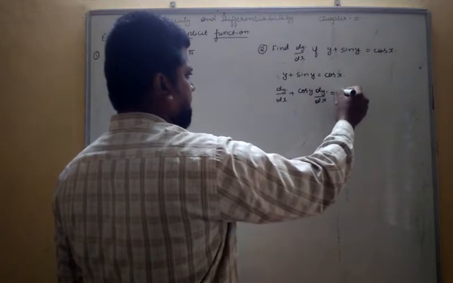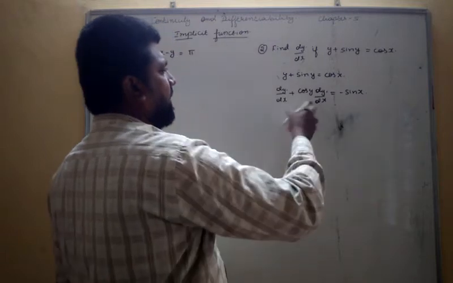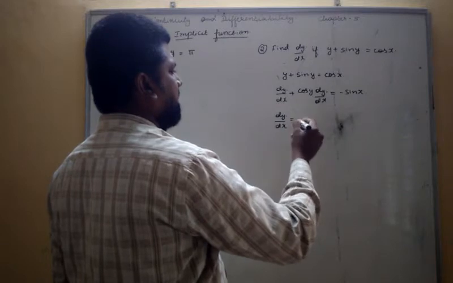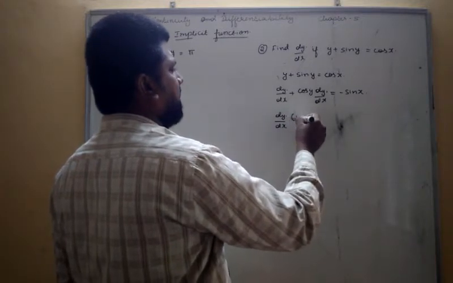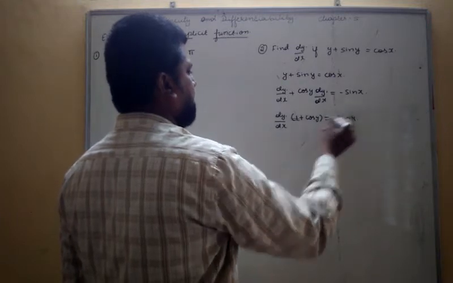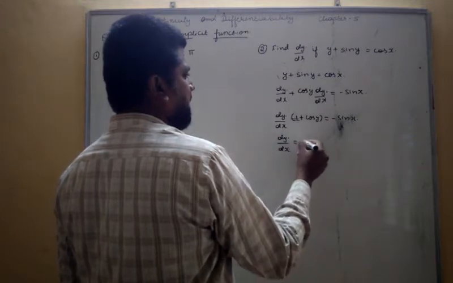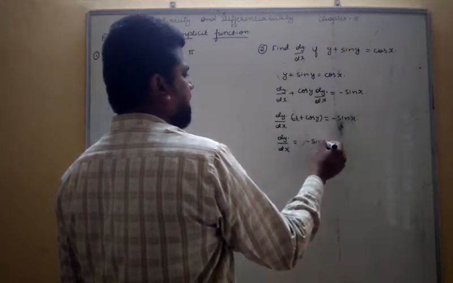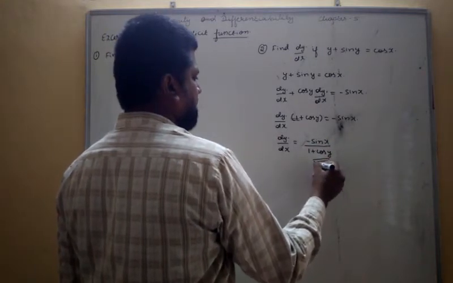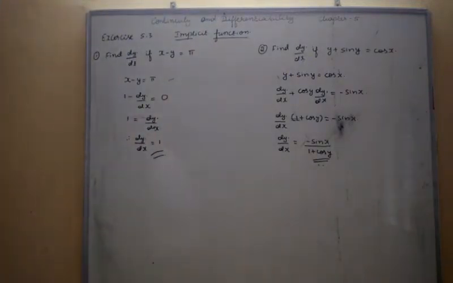Cos x differentiation is minus sin x. If you take dy by dx as common, what is the remaining here? This 1 plus cos y is the remaining, and minus sin x on the right side. So 1 plus cos y can be sent to the denominator, dy by dx is equal to minus sin x by 1 plus cos y. So this is the answer. Take down the next question.